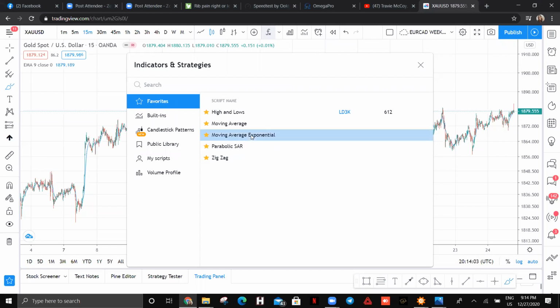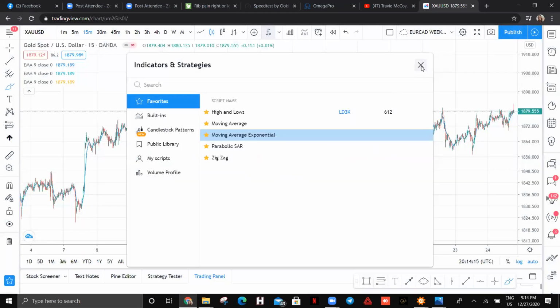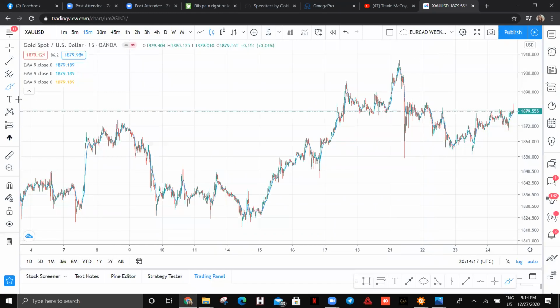I'm going to add 3 moving averages because I'm using 3. Okay, let me add 4 because of the 800 I talked about. For those, more indicators. All right, never mind. So now you can look at on the left side of my screen, the moving averages have appeared here.